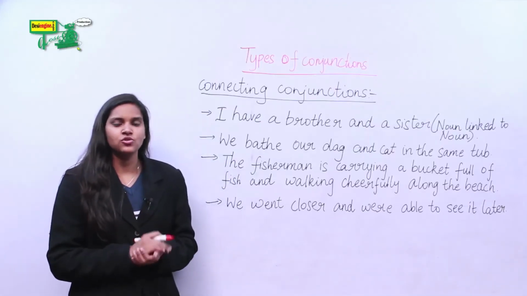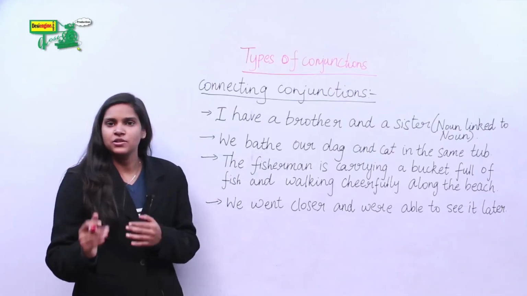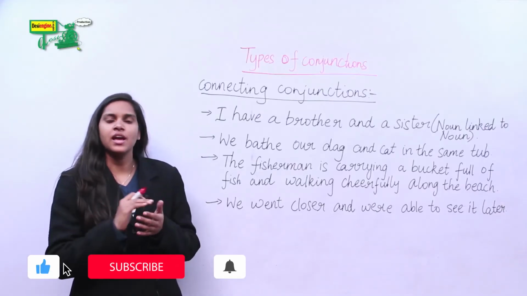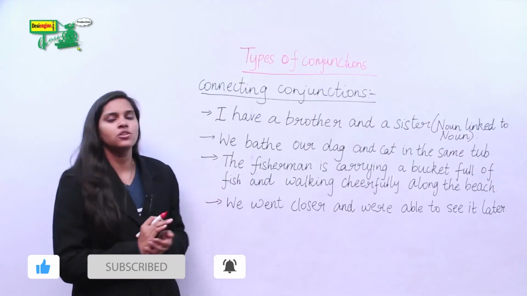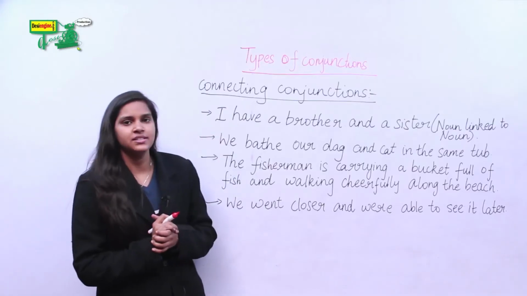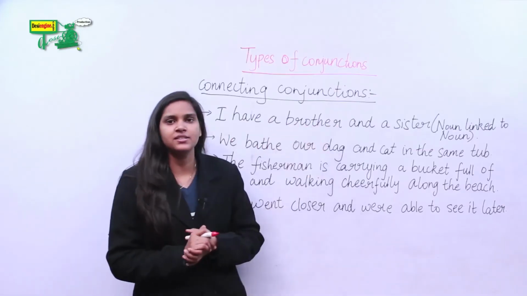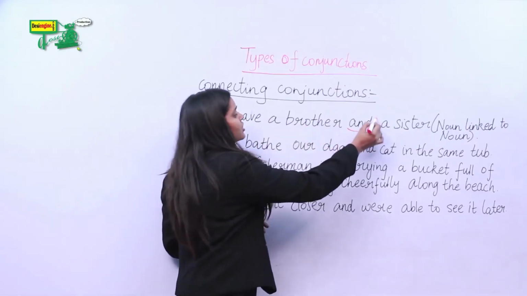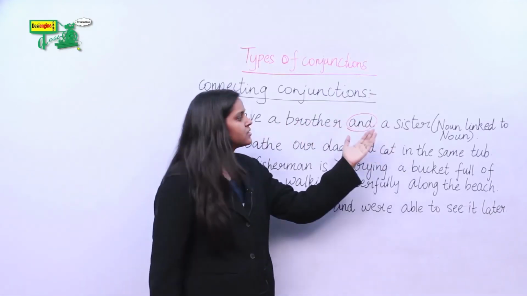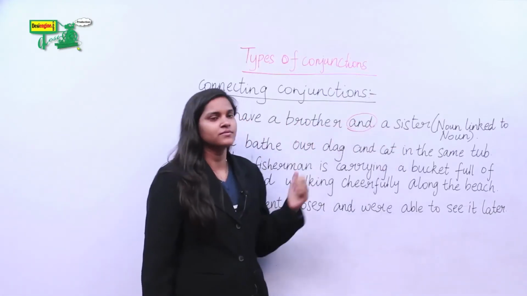The last kind of conjunction is connecting conjunction. Connecting conjunctions join the same parts of speech. They can join words, clauses and phrases. Let's take a look at a few connecting conjunctions. In the first sentence, I have a brother and a sister. The connecting conjunction and joins brother and sister, that is noun is linked to noun.